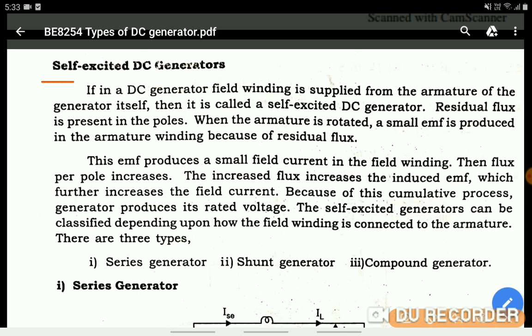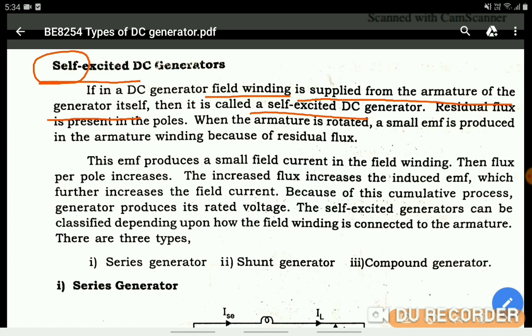Excitation, as is well known, means magnetizing the field coils by giving a DC supply. The way in which the DC supply is given to the field coils makes it either separately or self excited. Here we are going to deal with self excitation, which means the field winding is supplied from the armature of the generator itself. Then it is called a self-excited DC generator.